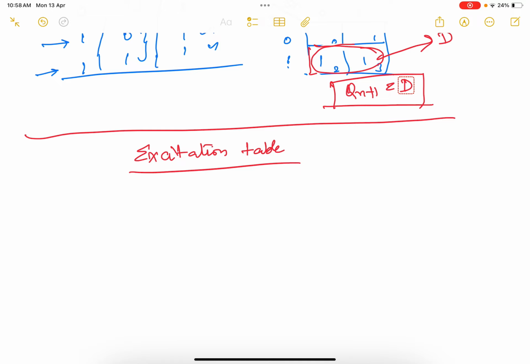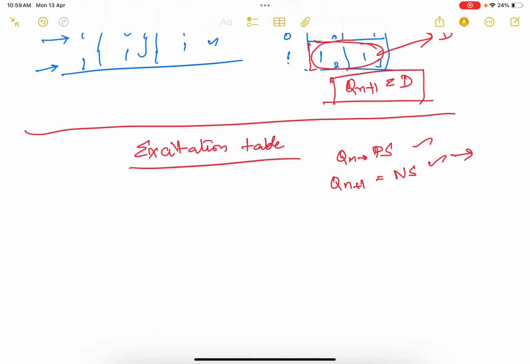So here, what is the present state? Your present state is nothing but Qn. And what is my next state? Your next state is nothing but Qn plus 1. So based on this present state Qn and your next state Qn plus 1, I am going to determine what is the mandatory input of D. That is what the D value will be, that is, D is either 0 or 1.